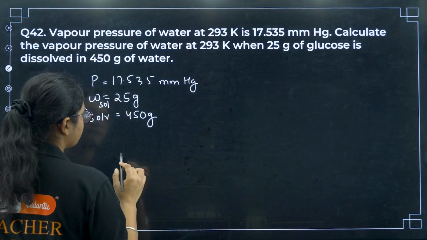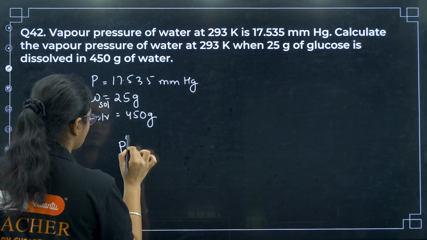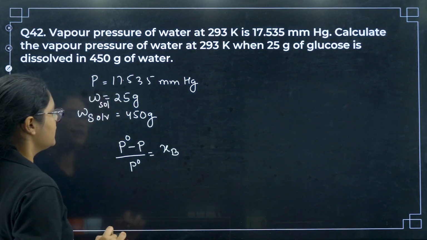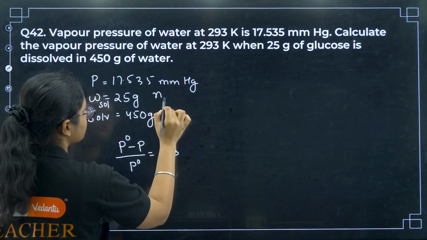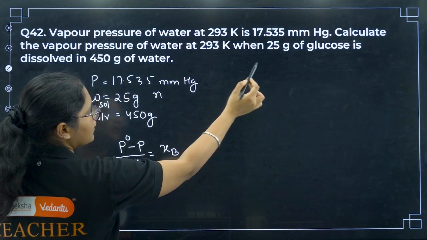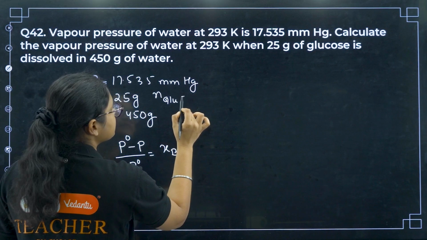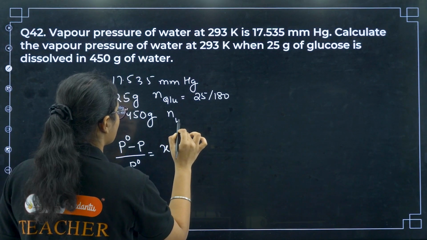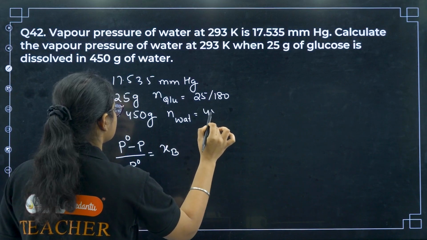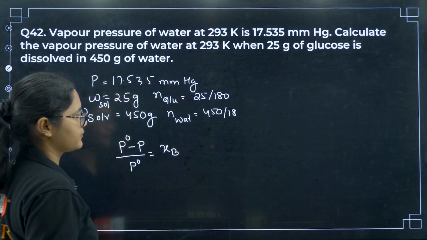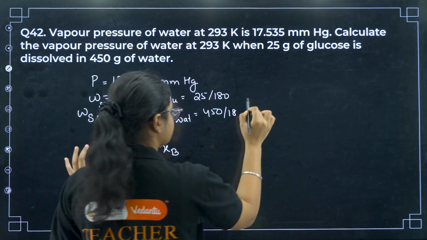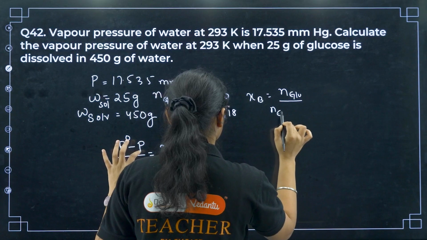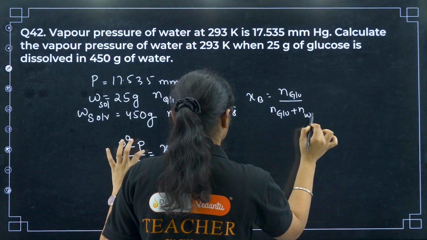This is from your relative lowering of vapor pressure. So you have (P naught minus P) by P naught is equal to XB, right? So if I want to calculate the number of moles of solute, which is your glucose, number of moles of glucose is given mass by molar mass. Similarly, number of moles of water is given mass by molar mass. Okay, this I can find out. So what is now XB? XB is equal to N of glucose by N of glucose plus N of water.